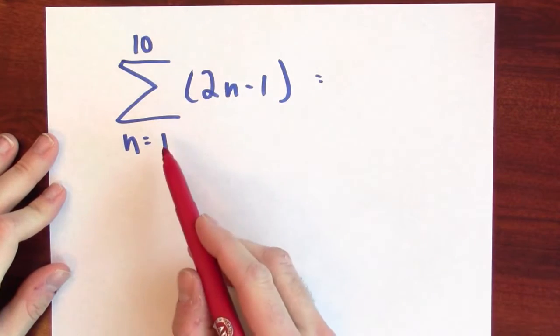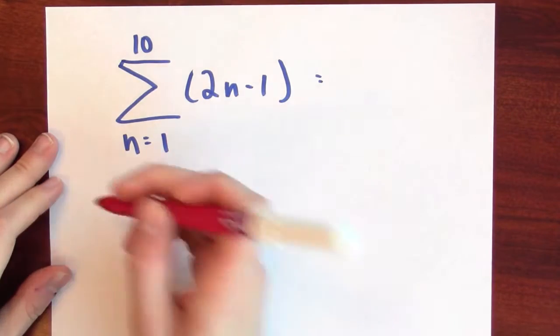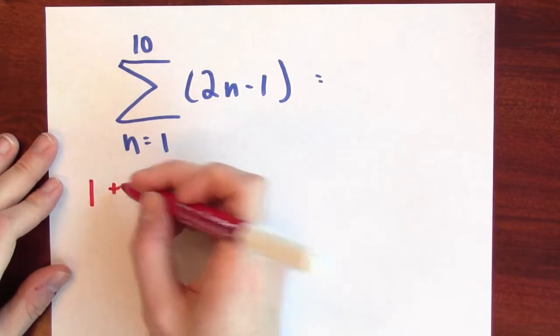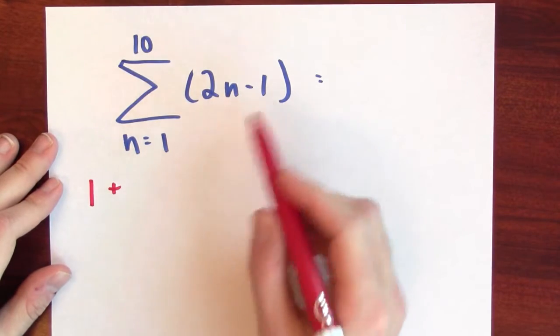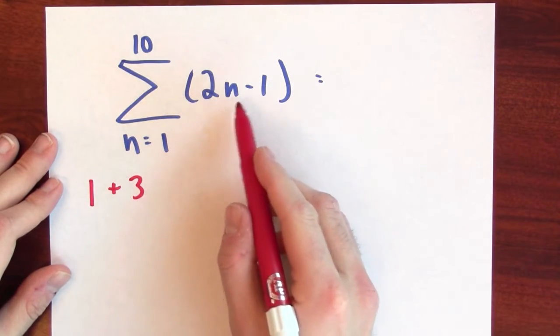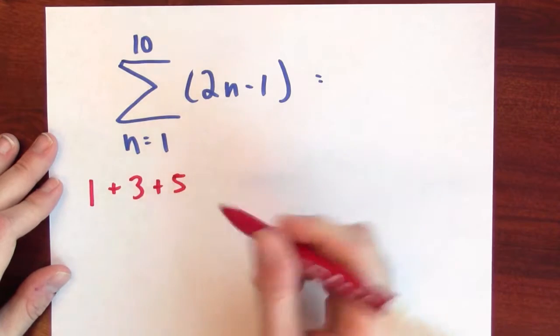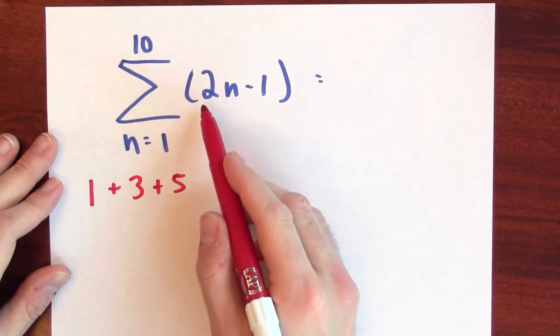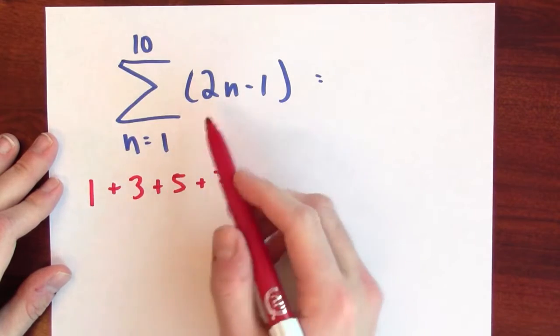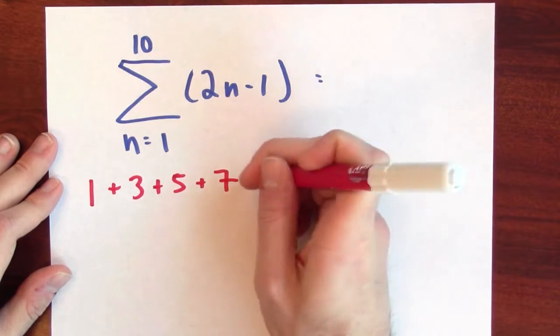So in this example, I first plug in n equals 1, and 2 times 1 minus 1 is 1. Then I plug in n equals 2. 2 times 2 minus 1 is 3. Then I plug in n equals 3. 2 times 3 minus 1 is 5. Then I plug in n equals 4. 2 times 4 minus 1 is 7. Then I plug in n equals 5. 2 times 5 minus 1 is 9.